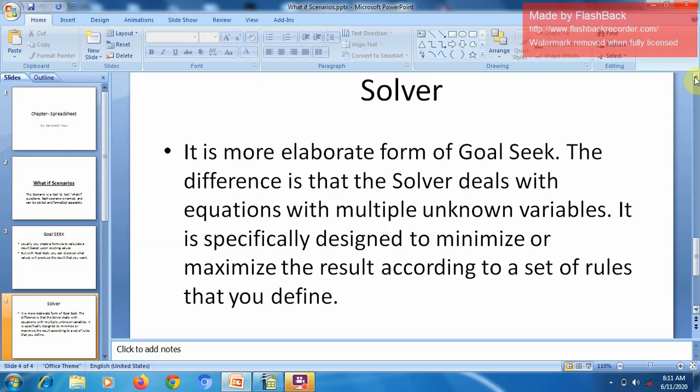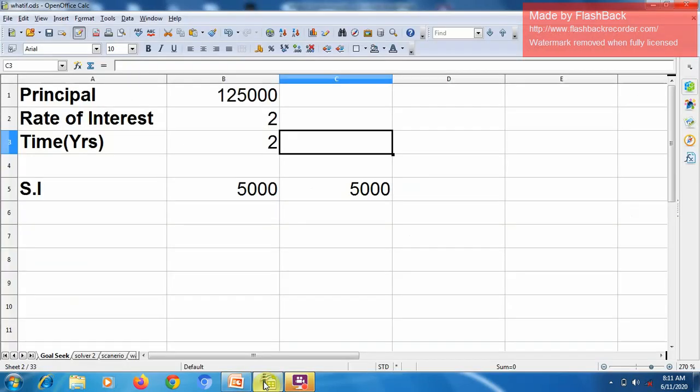Okay, it is specifically designed to minimize or maximize the result according to a set of rules that you define. In this, we can calculate our result based on some particular conditions. Let's see with the help of a practical example.